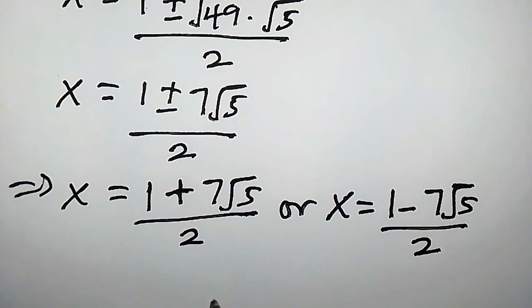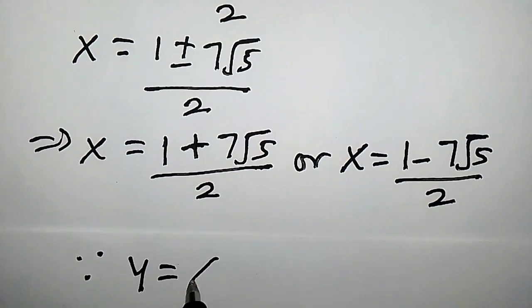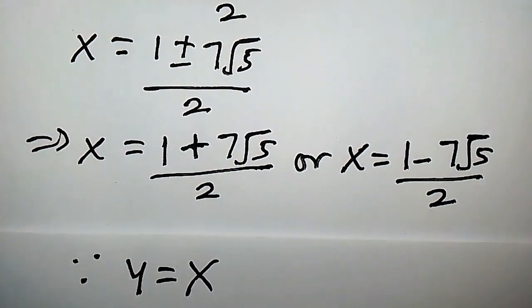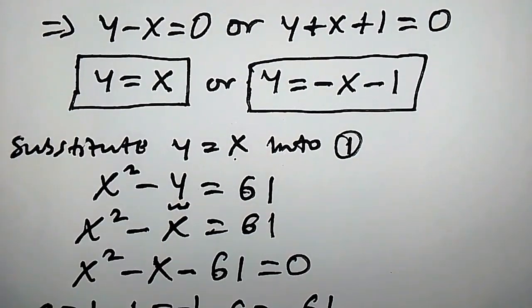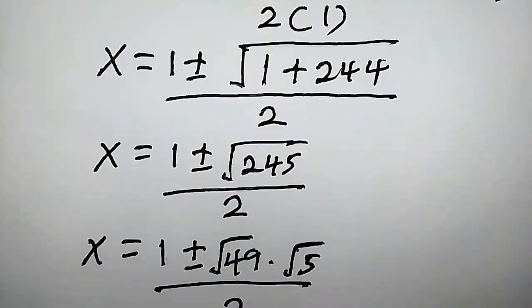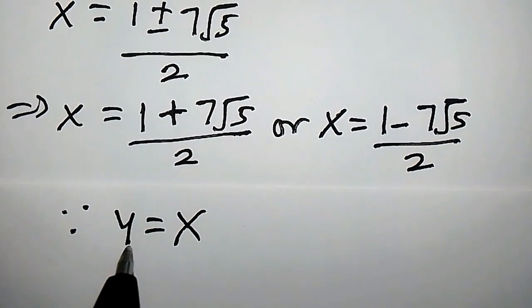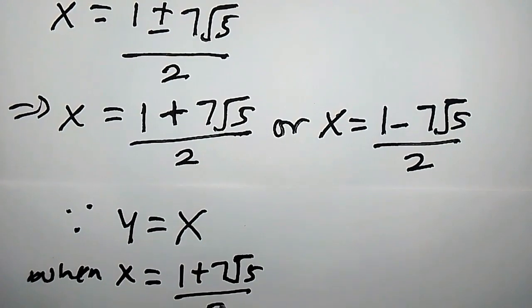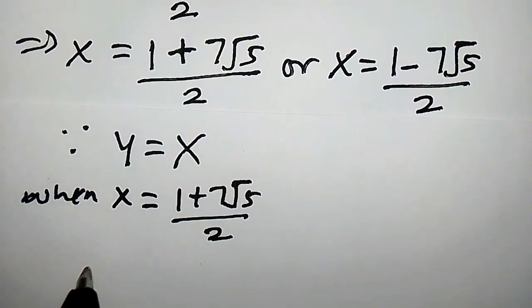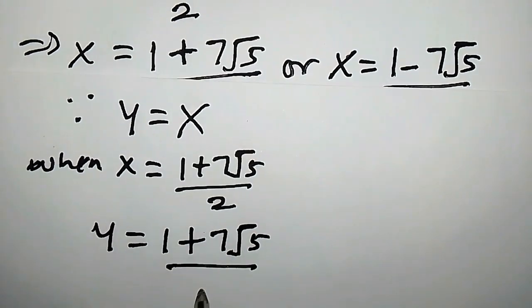Thus, we have two values for x. To get the values of y now, since y is equal to x, let me show you where we got this from. It's actually from here. Let's proceed further. Our goal now is to consider each value of x. Consider this one first. When x is equal to 1 plus 7 root 5 divided by 2, plugging this value of x here, we have y equal to 1 plus 7 root 5 divided by 2.